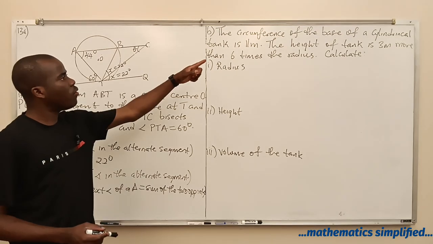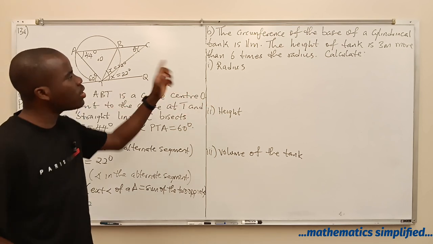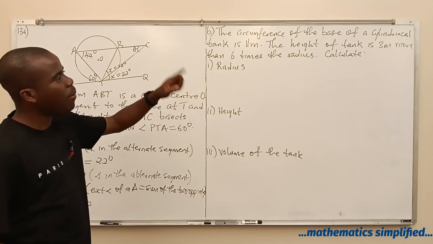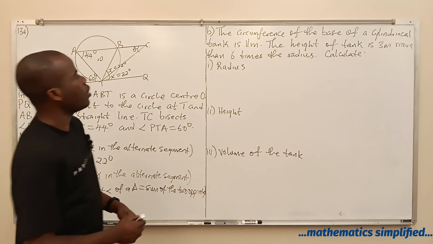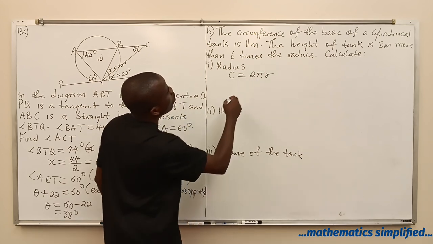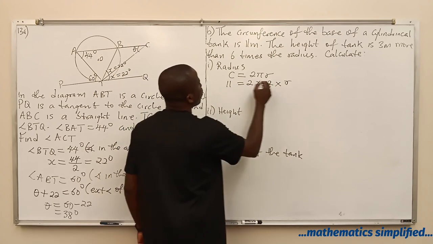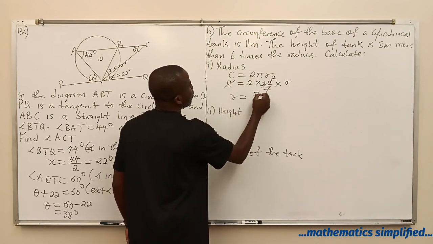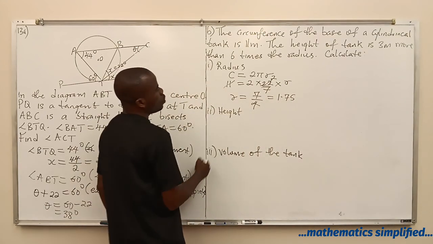B says the circumference of the base of a cylindrical tank is 11 meters. The height of the tank is 3 meters more than 6 times the radius. Calculate the radius. Now, first of all, circumference is given as 2 pi r, and we are told that the circumference is 11. 2 times 22 over 7 times r. 11 can go to the 2 times, so that we have r to be 7 over 4 or 1.75.